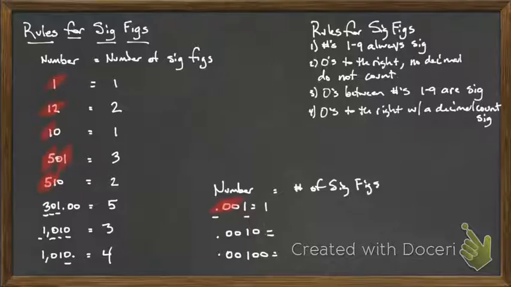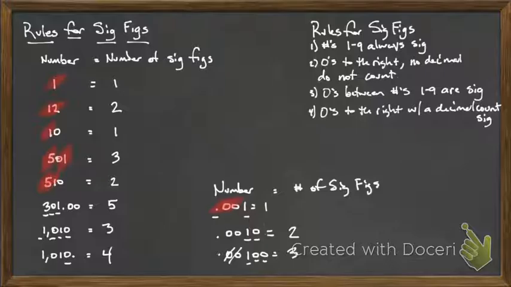So the number below it, 0.0010, has 2 significant numbers. Since there's a decimal and that 0 is to the right, it counts. The numbers in front do not count, so again, 2 total. The next number here has 3 significant digits. There's a decimal. This one counts, this one counts, this one counts. These do not, so there are 3.